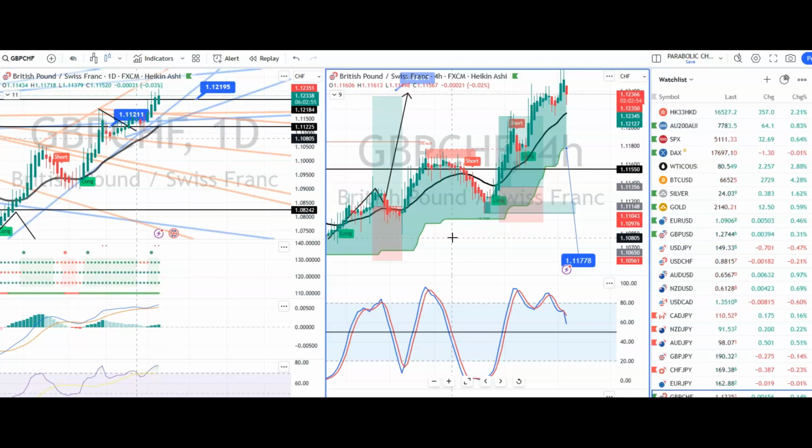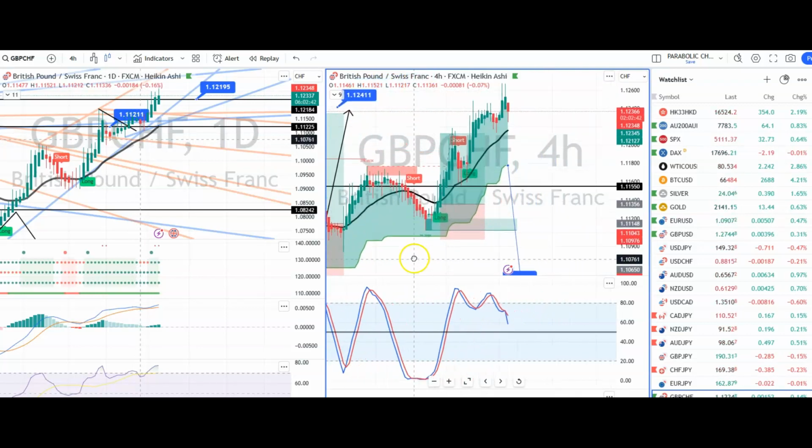Congratulations to everybody who bought Bitcoin. Congratulations to everyone who bought gold. Congratulations to everyone who bought DAX. Congratulations to everyone who bought the S&P 500 and held it since November. You're all doing amazingly well, and I will appreciate you and your support forever.